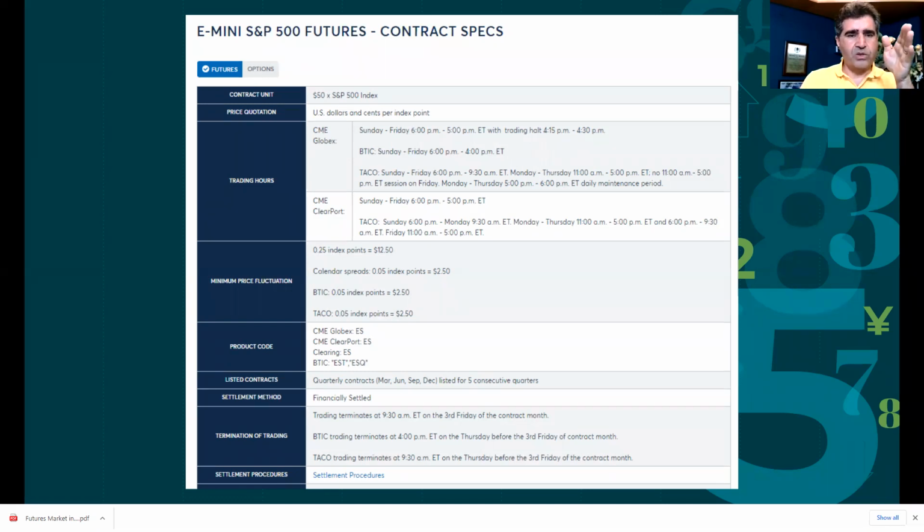It moves, say it's at 4,000. The next tick, which is the smallest movement, is 4,000 and a quarter, 4,000.25. Then it's 4,000.50, 0.75, and it goes to 1. So what that means, if that $1 was $50 value, then one tick would be 50 divided by 4, which is $12.50. So if I got into a trade right now at 4,000, and my S&P went from 4,000 to 4,000.25, for instance, basically I make $12.50 if I want to sell it.